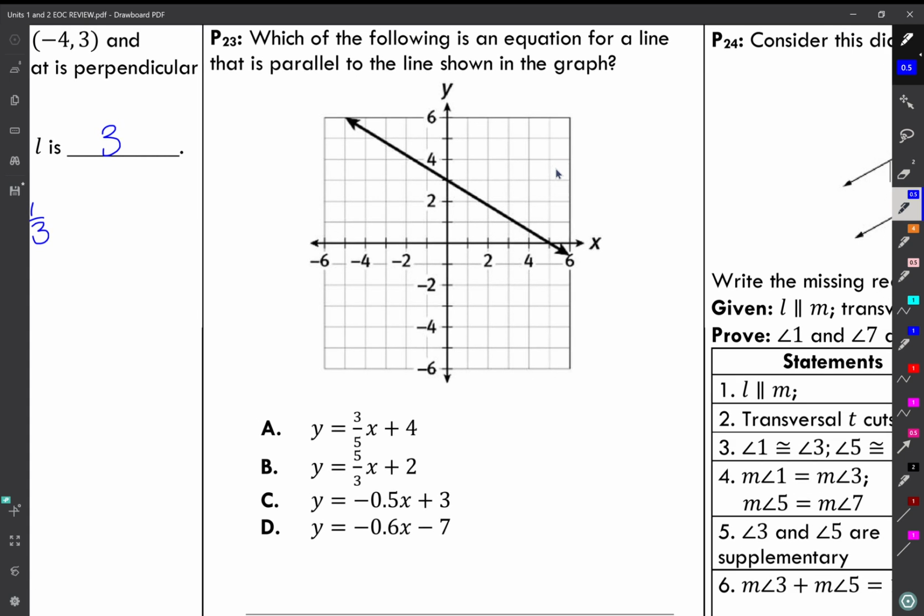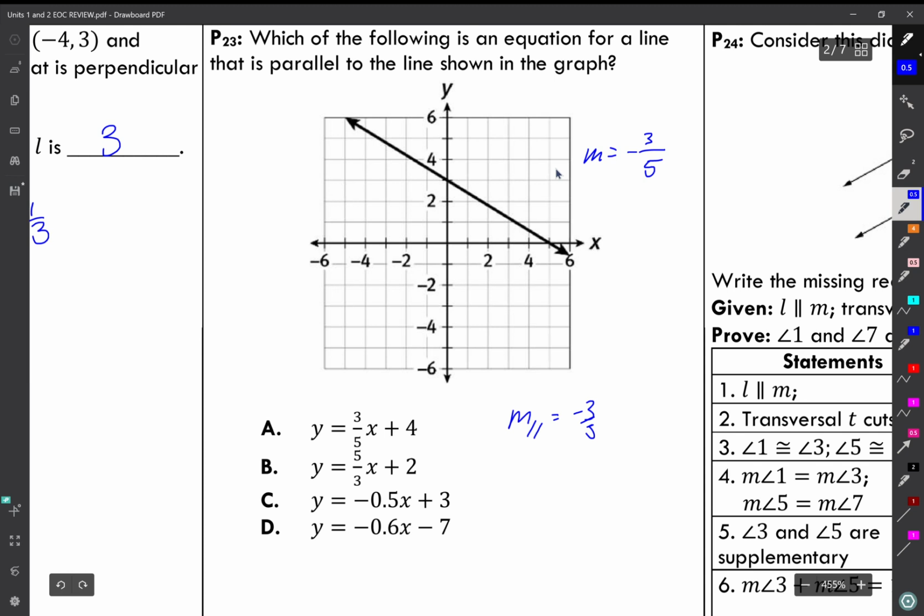Number 23. Which of the following is an equation for a line that is parallel to the graph shown? So this is a negative slope, I notice right here. So I'm going to count my rise and my run now. I know my slope right here is going to be negative. So I go down 3, so 1, 2, 3, that's my rise. And then 1, 2, 3, 4, 5 is my run. Now I'm looking for a line that's parallel, so the slope will be negative 3 over 5.